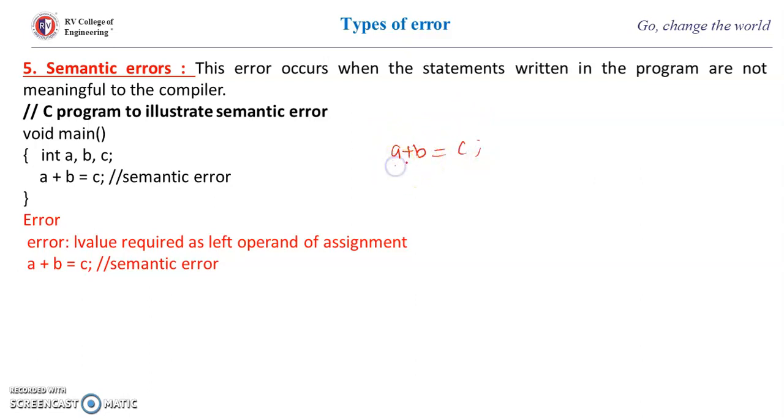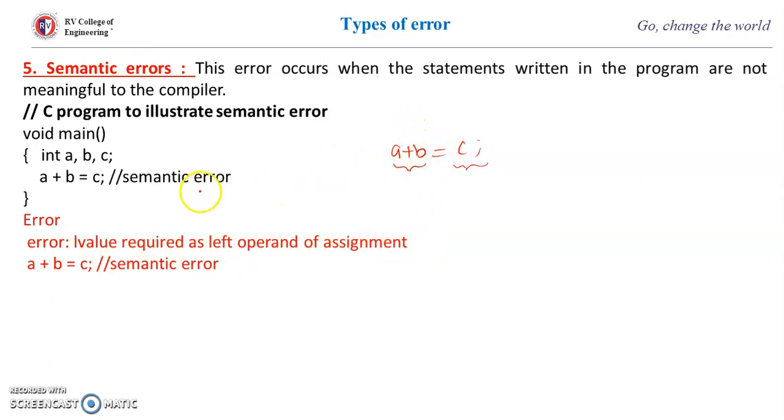So here, what type of error will come? See, this is the left hand side of the expression and this is the right hand side of the expression. Here in the left hand side we cannot write any expression. So this will give a semantic error. Okay, so the error will be: lvalue required as left operand of assignment. So here we cannot write any expression.